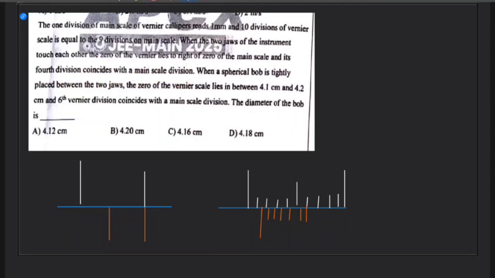So from here, this is the 0 of a main scale, and this is the 0 of a Vernier scale, right? Now the 0 of the Vernier scale is on the right side of the 0 of the main scale. So what is the error? Positive error. What is the positive error value? Here it is saying that the fourth division is coinciding, so this is the fourth division.